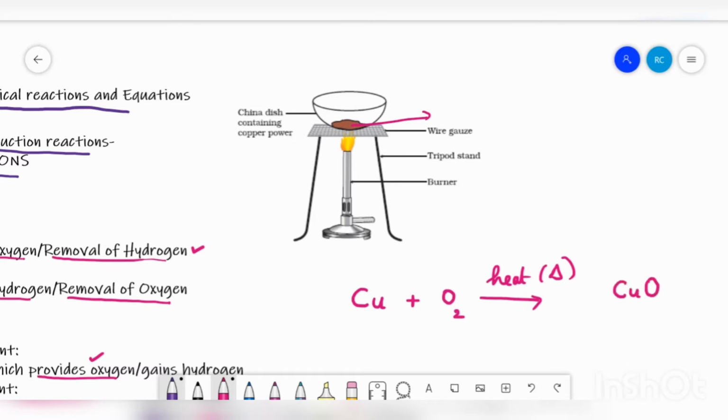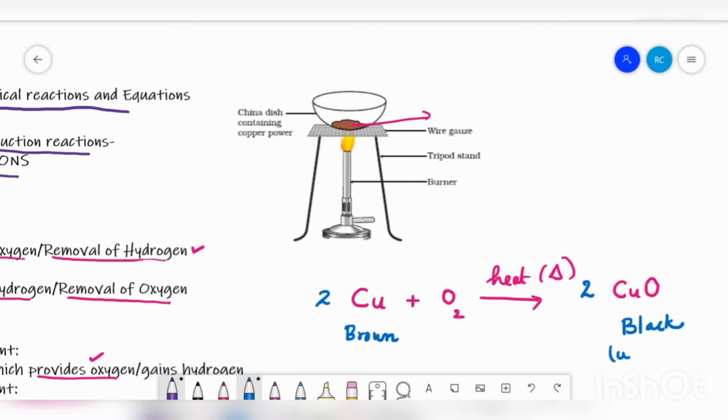CuO, this is cupric oxide, because the copper valence is 2 here. Now we need to balance the equation. There are 2 oxygen atoms, so I put 2 on the product side and 2 on the reactant side. Now the reaction is balanced. In the beginning of the reaction, copper was brown in color, and when you start heating, the brown substance changes to black copper oxide.